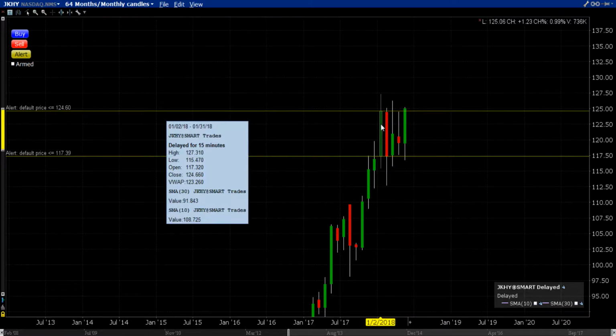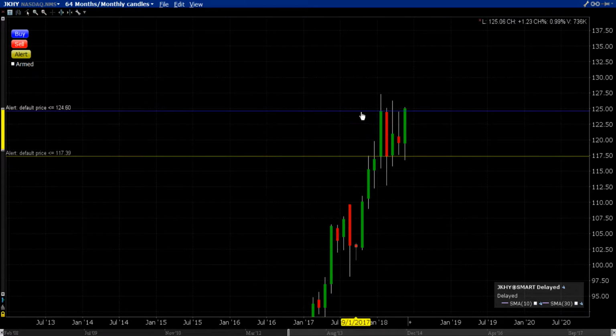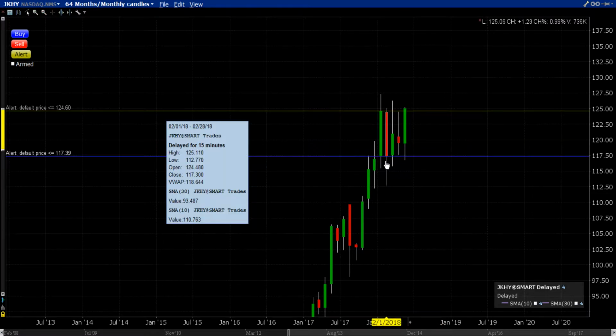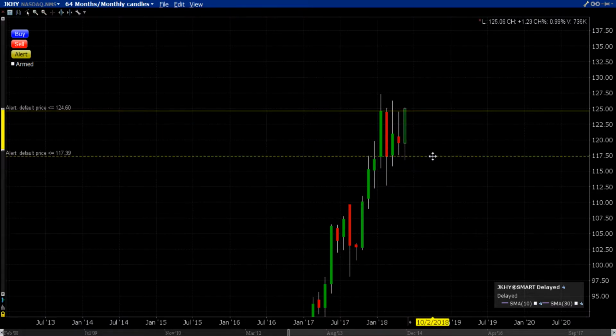So right now we have the close 124.66. So about 124.60 is our breakout line. Breakdown line is 117.30. There you go. That's just about that area. That's what we're dealing with here.